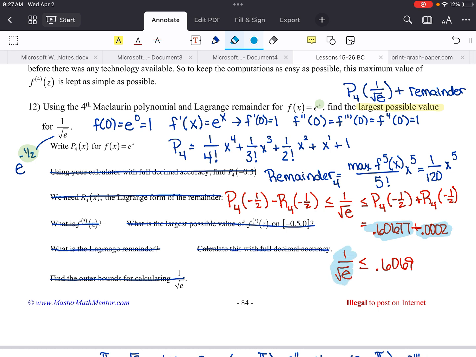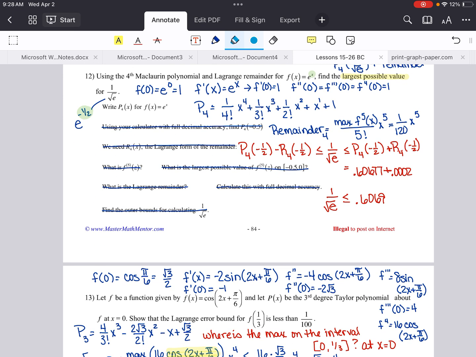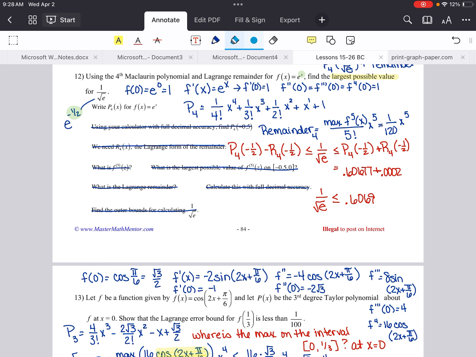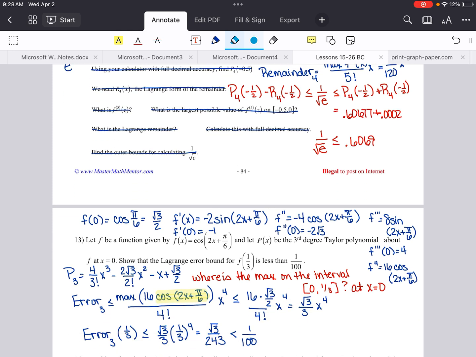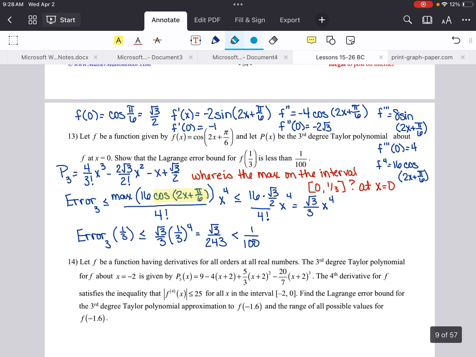So the real value of 1 over square root of e has to be less than our estimate plus our error. So I think 1 over square root of e is 0.60677, but I know for sure, no doubt, that 1 over square root of e is less than or equal to 0.6069, what my polynomial said, plus the error that might be there. That is an AP free response question, something similar to it anyway, from the past.